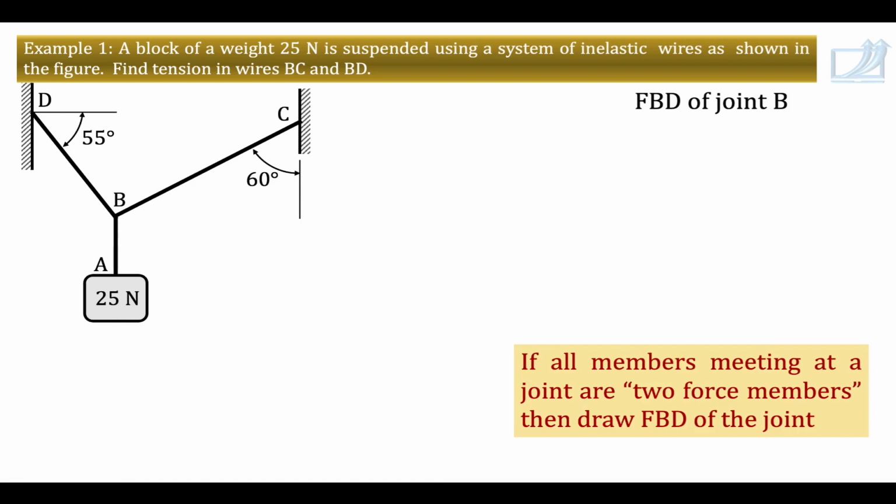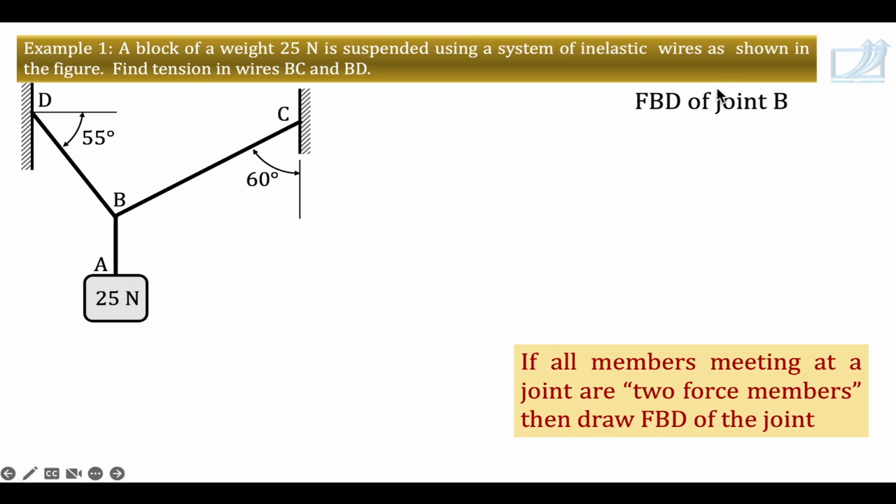Two things. Here is a joint where all members at the joint are two-force members. And second thing, at joint B there is one known force. And what is that? It is a pull by wire AB, that is 25 Newton. And two unknown forces, that is pull by wire BC and pull by wire BD. Remember, wires always pull the bodies they are supporting. So wire BC is pulling point B, wire BD is pulling point B, and also wire AB is pulling point B. Wire AB is pulling point B downwards with this force 25 Newton.